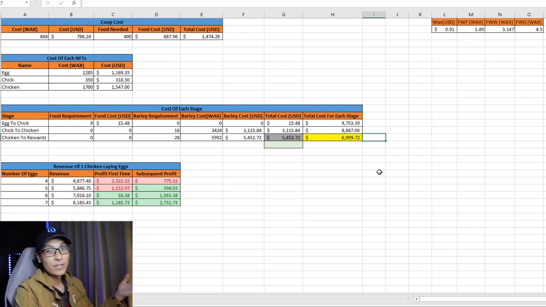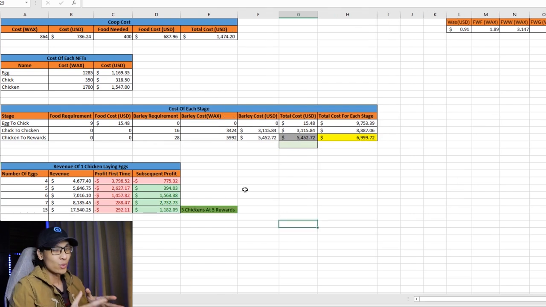However, as you can see over here, it will be better for you guys to purchase the chicken directly and skip the breeding process from the egg to the chicken, since the total cost would only be about 7k. This 7k already includes the total cost of the NFTs. What I mean by that is that this 5.4k will be added to the 1.5k, which gives us about 7k. So right now you know the true total cost of each stage.